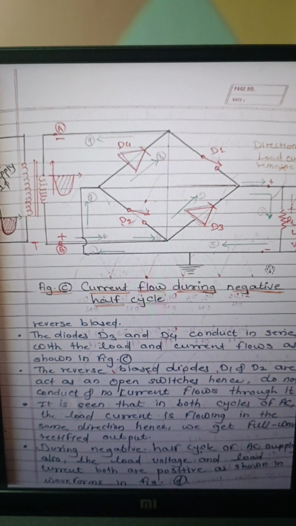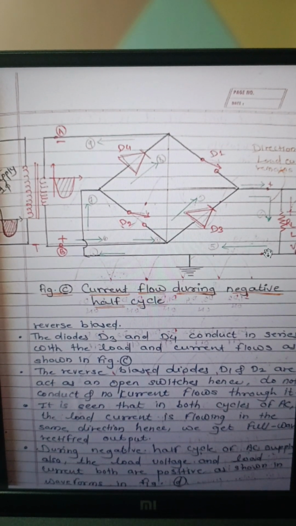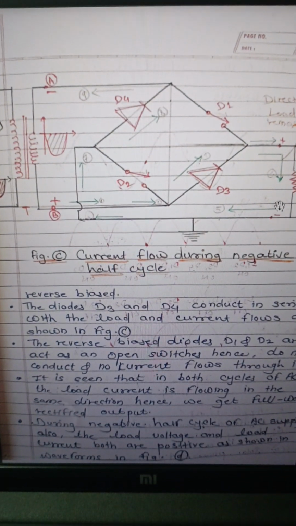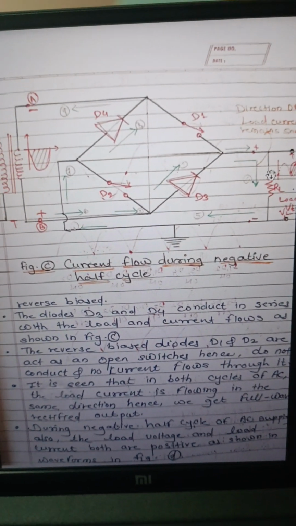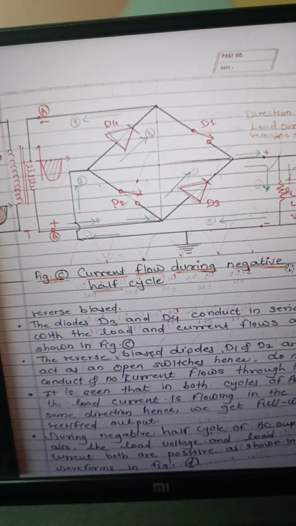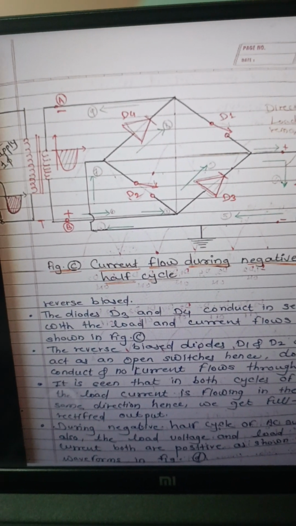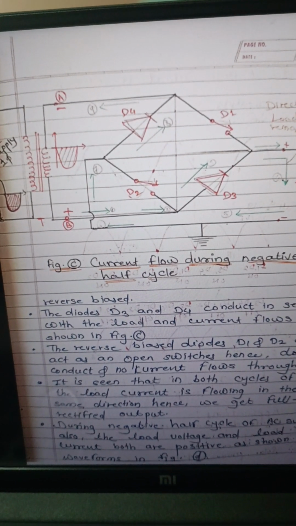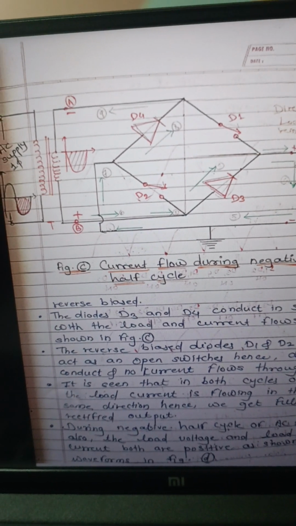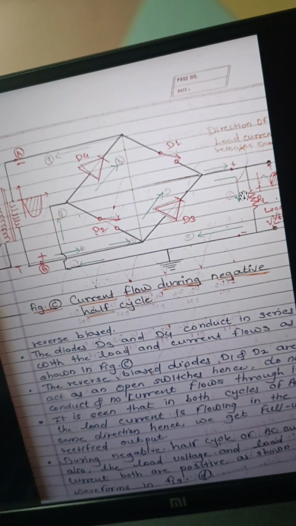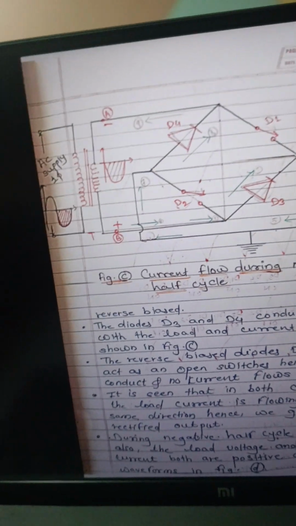The current direction is similar during both half cycles. As the current direction is similar for both half cycles, at the output side we will get a positive voltage, that is V0. The output voltage is positive.